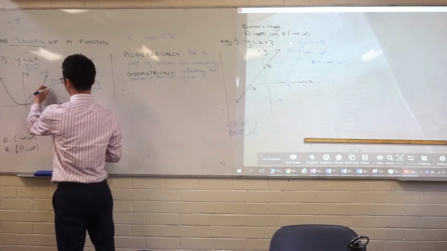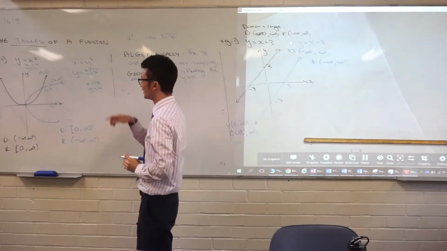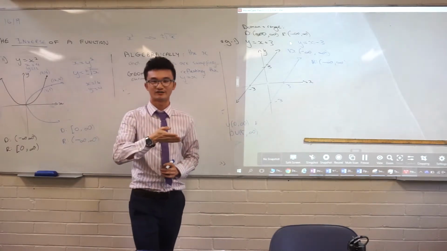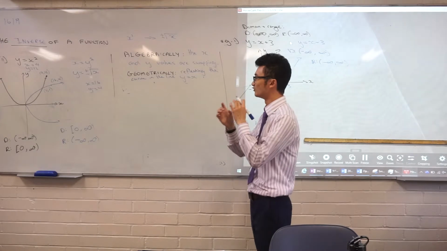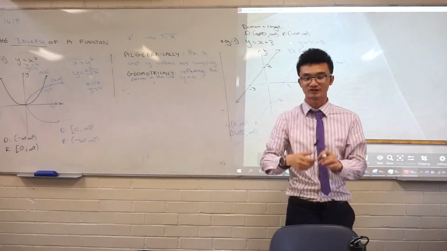So this is obviously not to scale, right? Okay. Can you see that? This is why it reflects in the line y equals x. Because when you're swapping the x and y values, there's a series of points where nothing happens, anything along the line y equals x.